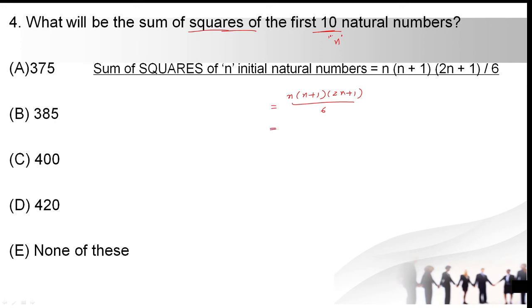In the place of n we need to substitute just 10, so that is 2 into 10, 20 by 6. So what we'll do, this is 10 into 11 into 21 by 6. So 3 table here 2 times and here 7 times, and 2 table here 1 time and here 5 times. Now 5 sevens are 35 into 11.